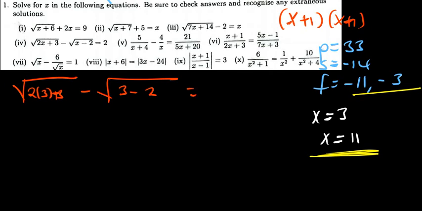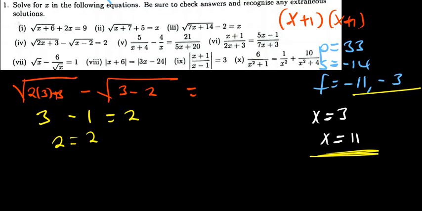Is it going to be equal to 2? Let's see. Inside here I'll have 6 plus 3, 9. The square root of 9 is 3. Minus, here I'm going to have 3 minus 2, which is 1. The square root of 1 is 1. 3 minus 1 is 2. Indeed, x equal to 3 is the solution for this equation.